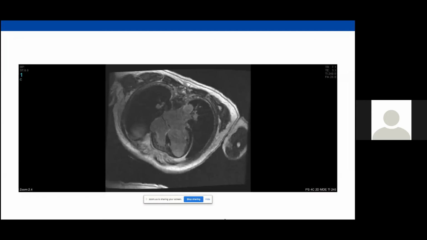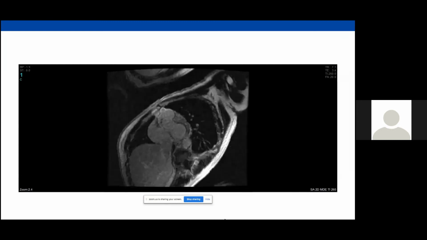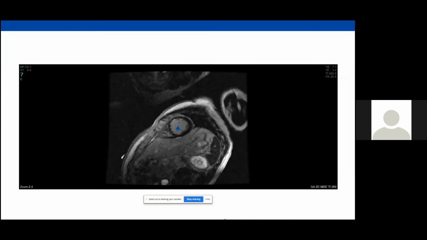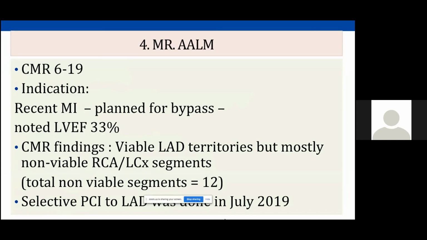So not moving. So we can see that his myocardium has no enhancement at the basal and at the mid, and only at the apical wall. Probably quite thick scar at the apical segment. So we agree there that he only has one non-viable segment. Bypass was done, and there's a lot of improvement in his LVF to 51% post-surgery. And this is my last case.